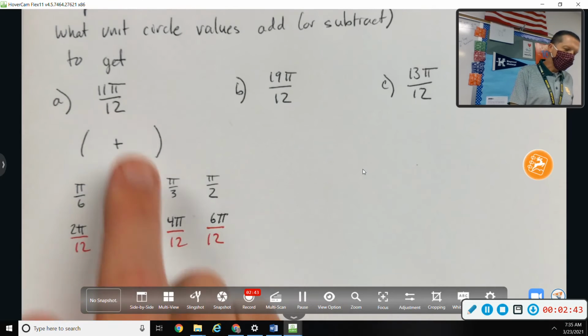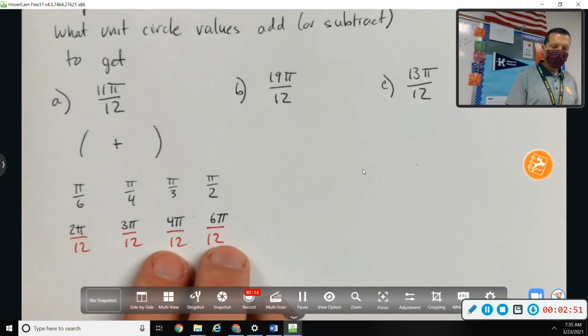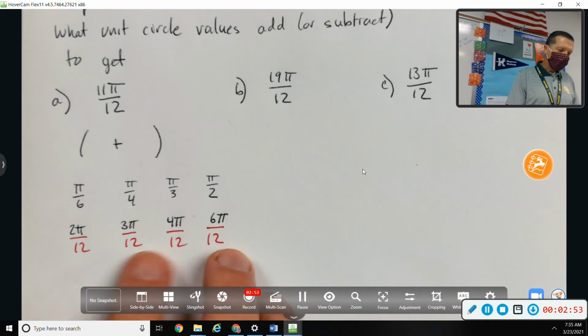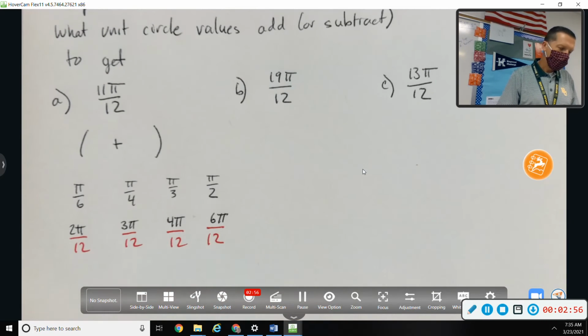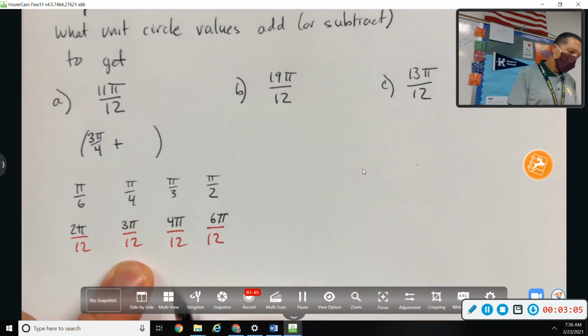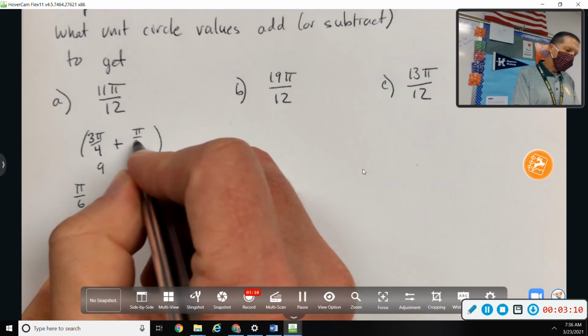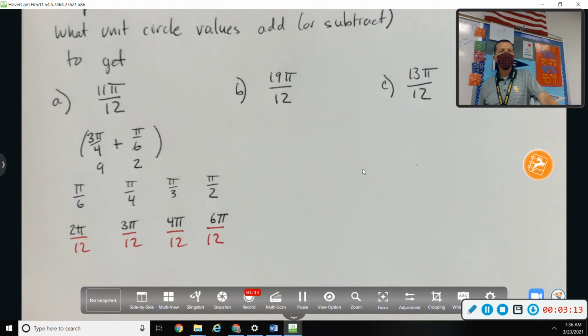So to get to 11 over 12, well, the biggest I can get with just one of them, or without multiplying, is the 10. So that didn't do much good. So I'm going to need to have a multiple of somebody. Let's see, I could do 3 of these. So 3 pi over 4s. That would get me to 9. And 1 pi over 6. That would be 2 more. And that would get me to 11. That's one way to do it. It's not the only way to do it.